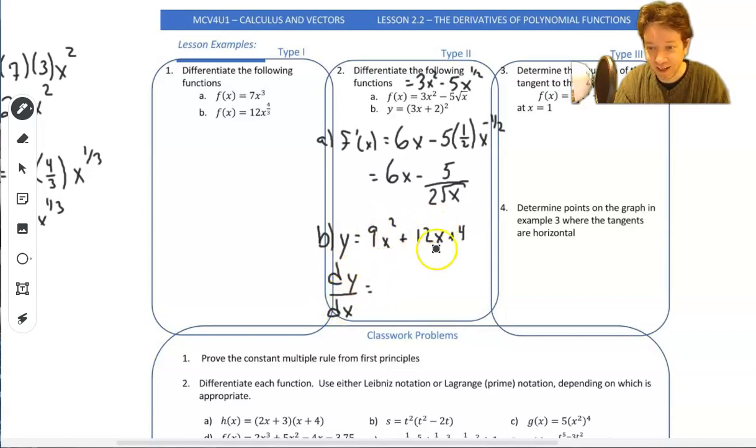Okay, do one at a time. We're going to use the sum rule. So 9 times 2 is 18, times x, subtract 1, so just x. And this one is just, well, times 12 by 1, which is just 12. And then x to the 1 minus 0, x to the 0 is just 1. And then any constant is 0. So there's your derivative for part B.